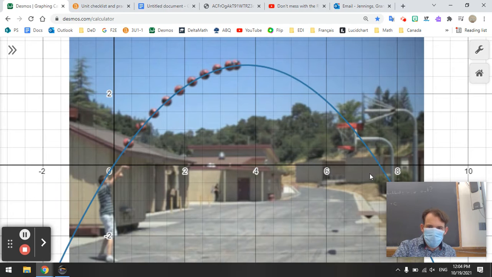Where is the vertex of this parabola? At about what? You do like hot and cold. Tell me when I'm getting there.